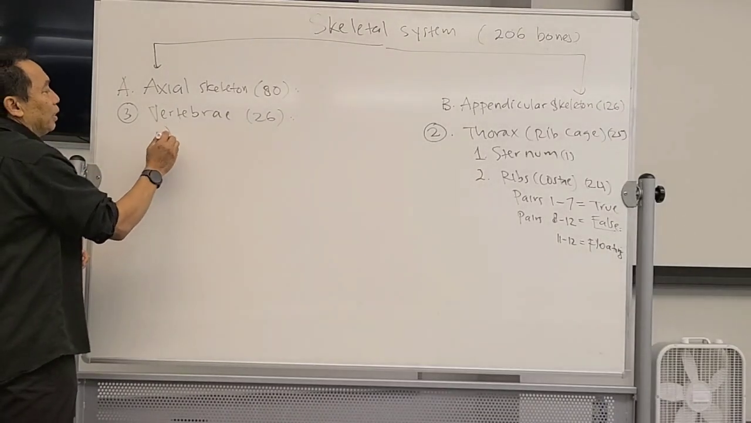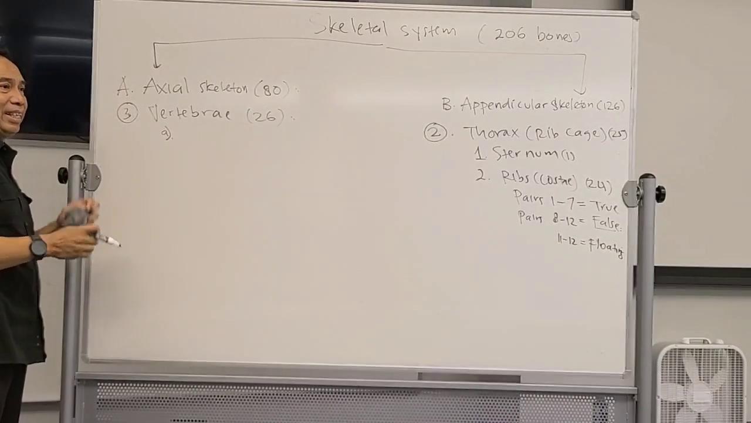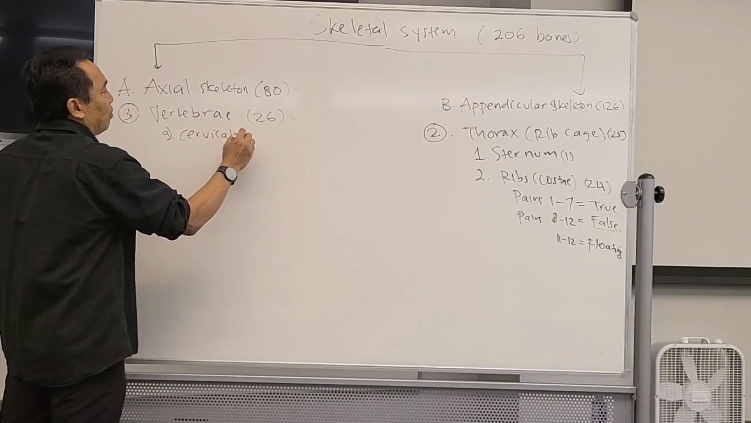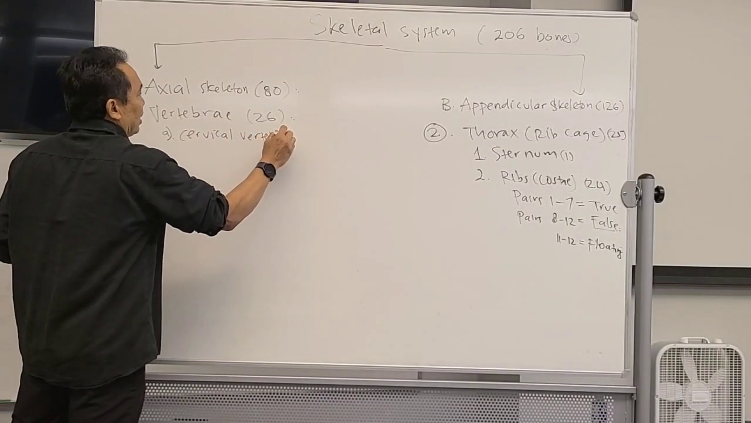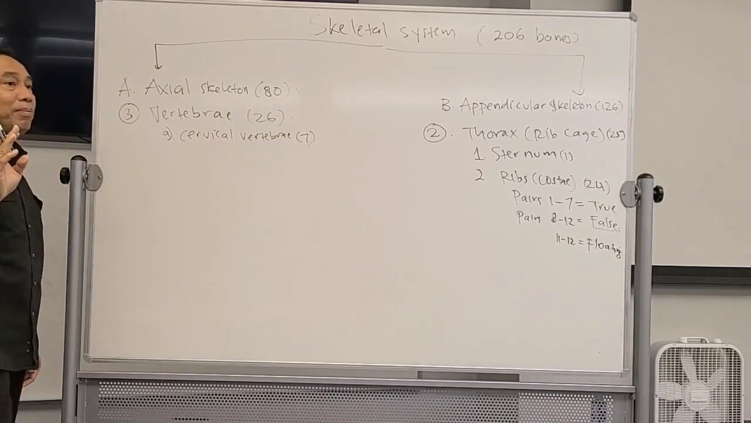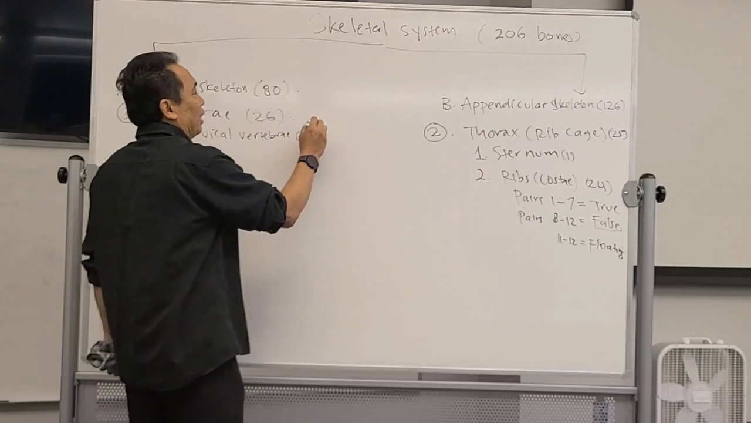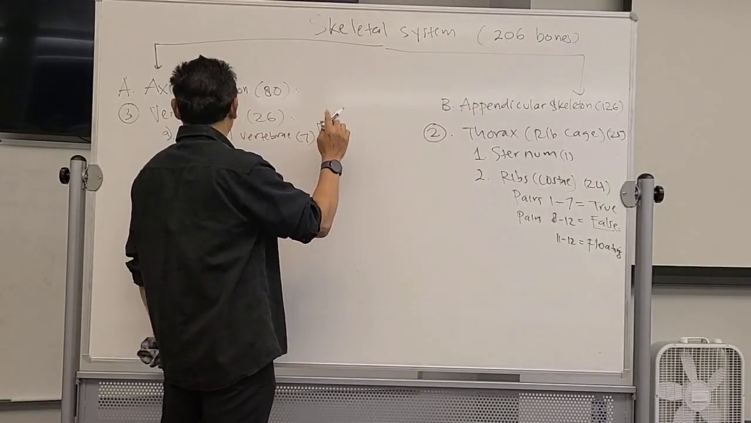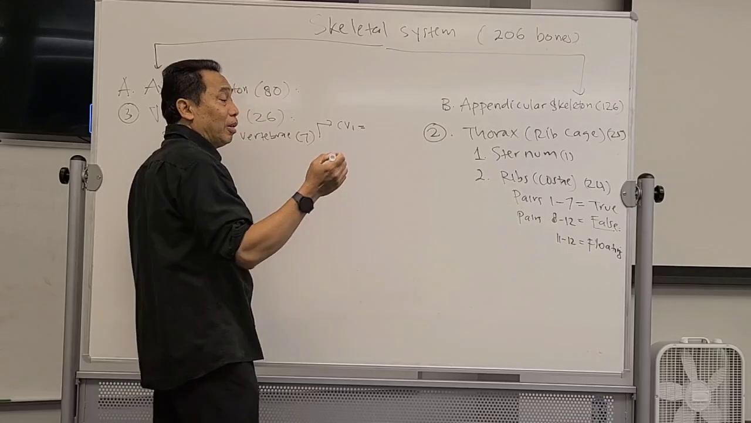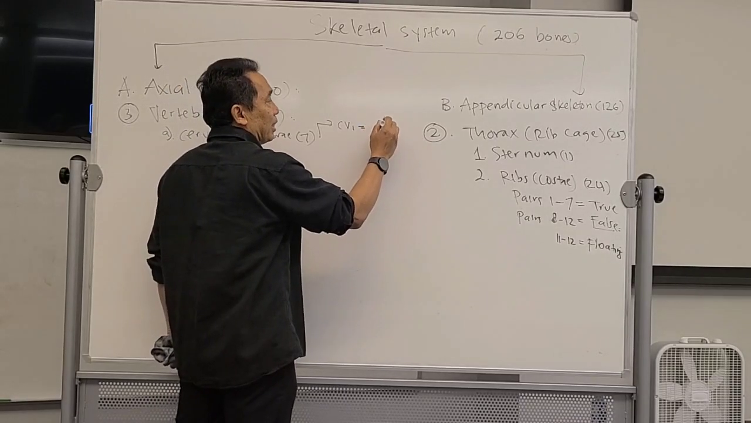Okay. The first one is in your neck, called the cervical vertebrae. How many? 7. Okay, we can name all of them. Cervical vertebra number 1 has a real name. It's called the atlas.